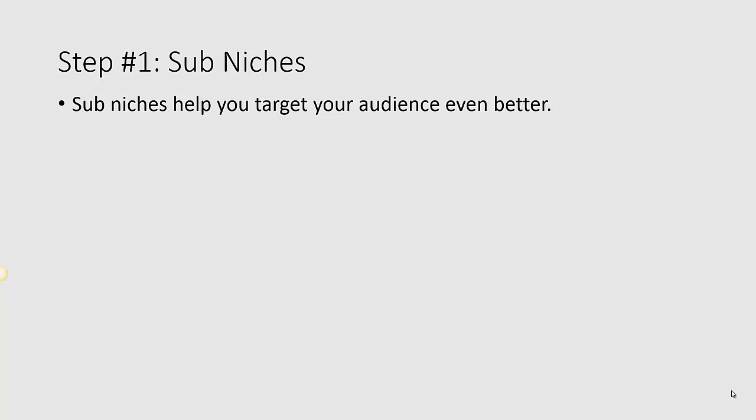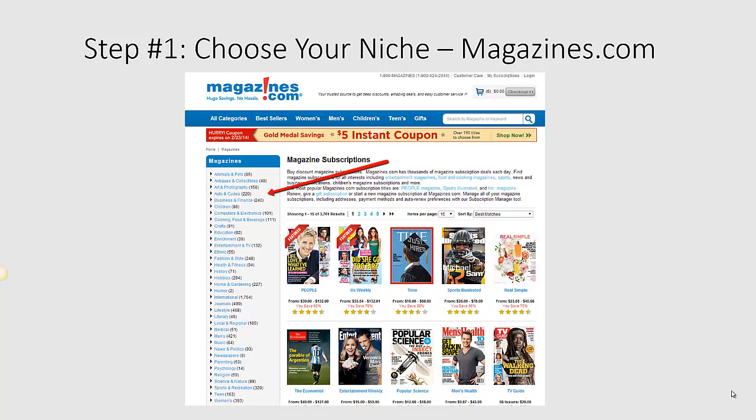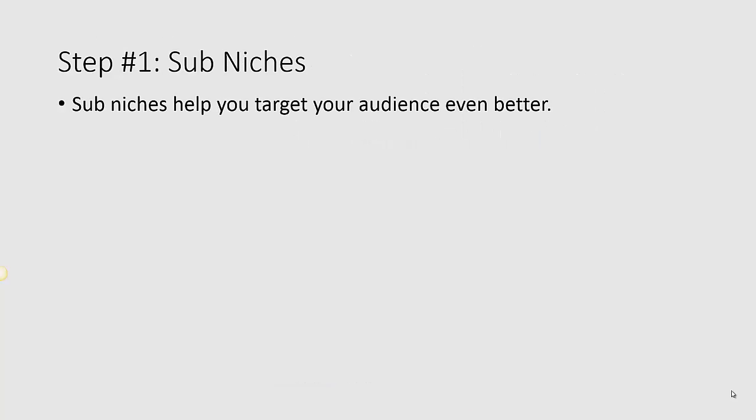Sub niches will help you target your audience even better. As you'll recall on magazines.com, if you were to click on business and finance, that's good, but there are topics within that. There's everything from investing tips like stock trading and forex trading. Inside that, you've got leadership skills for business. You've also got small business internet marketing type training that you could get into. So there are sub niches there.